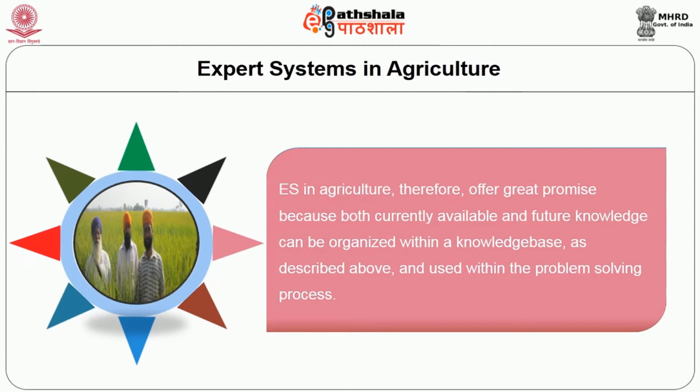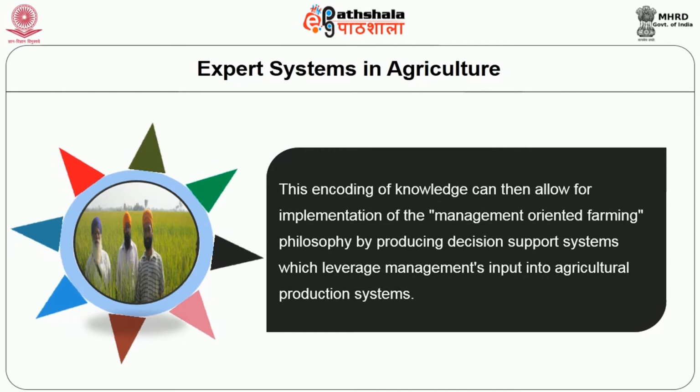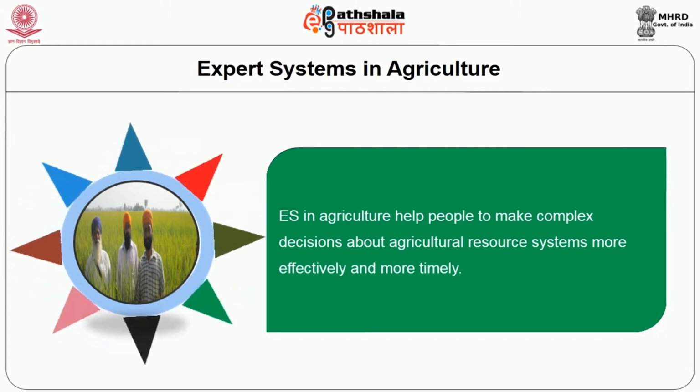As described above, they are used within the problem-solving processes. This encoding of knowledge can then allow for implementation of the management-oriented farming philosophy by producing decision support systems which leverage management input into the agriculture production system. Expert systems in agriculture help people to make complex decisions about agriculture resource systems more effectively and more timely.